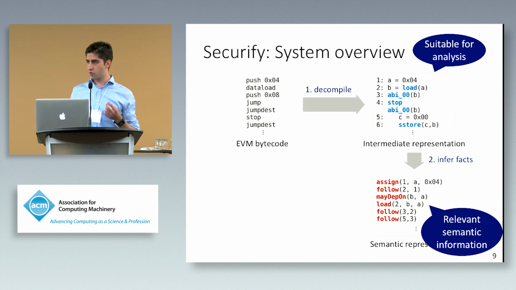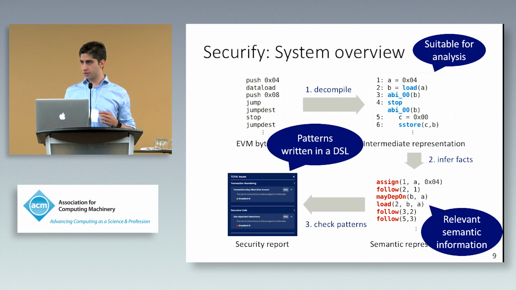So intuitively here, we want to capture pieces of information that are relevant to either prove security properties or find violations of these security properties. And then finally, the system applies different kinds of compliance and violation patterns to find actual violations or compliances of these security properties. And then it produces this security report and gives it to the user. Important to notice here that these patterns are written in a specific domain-specific language to allow us to quickly add new patterns as we learn about new vulnerability issues in Ethereum contracts.